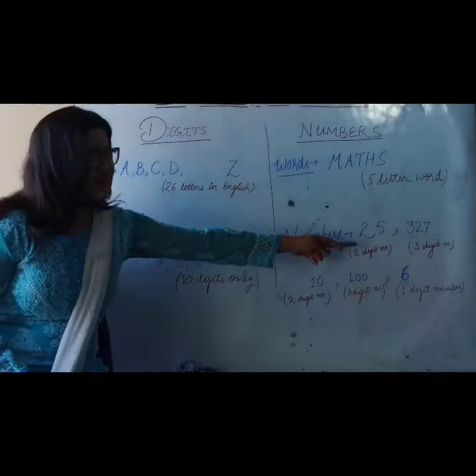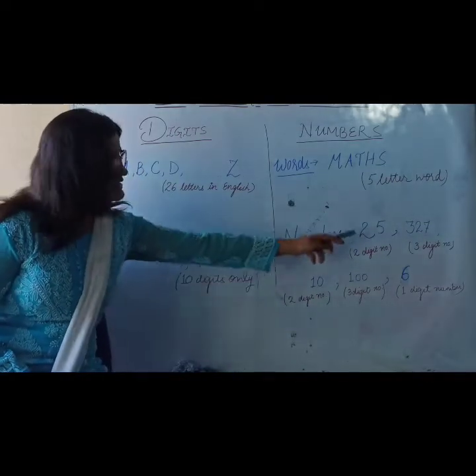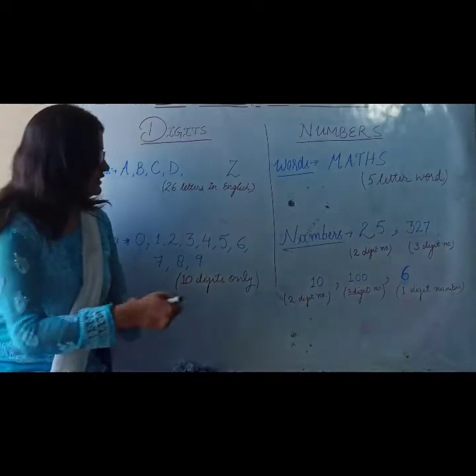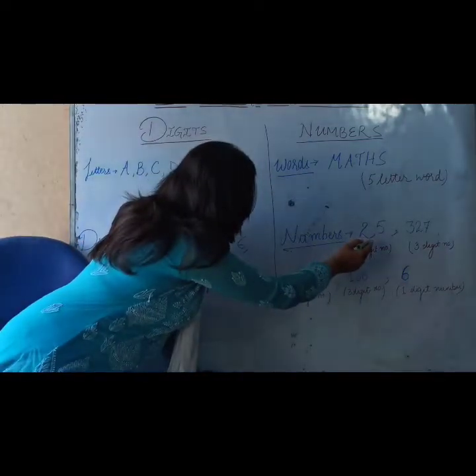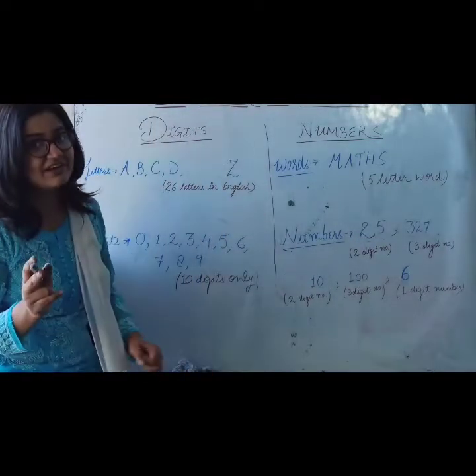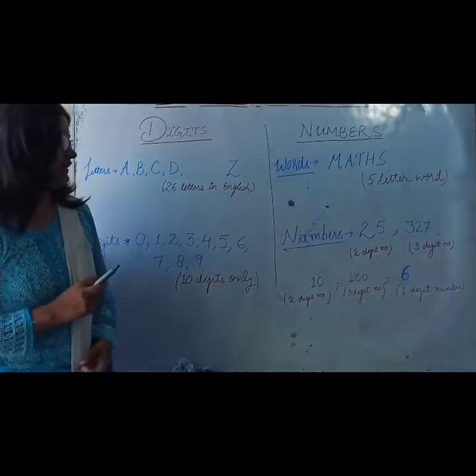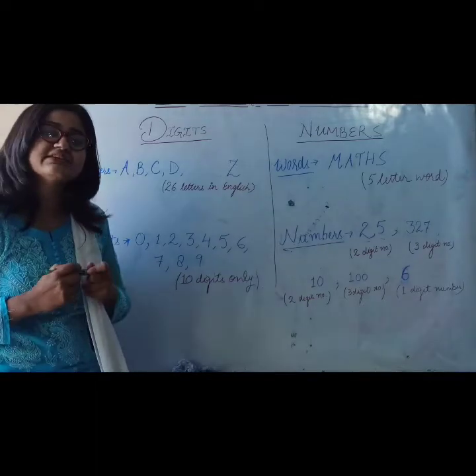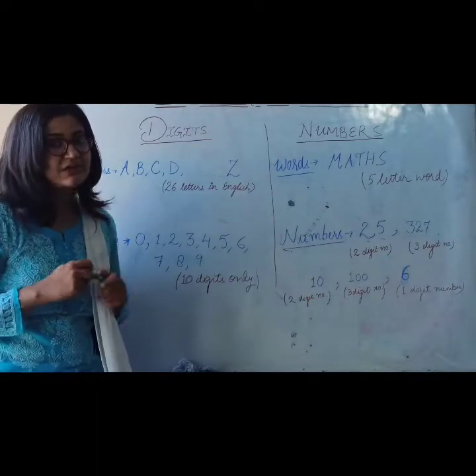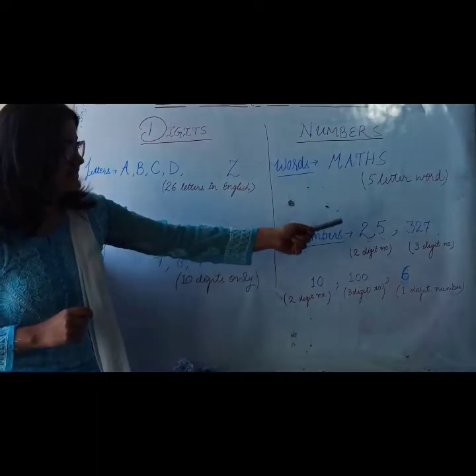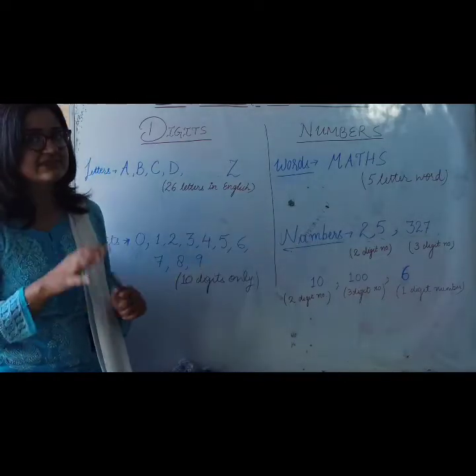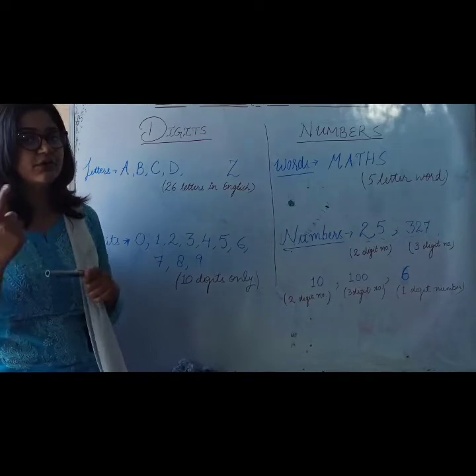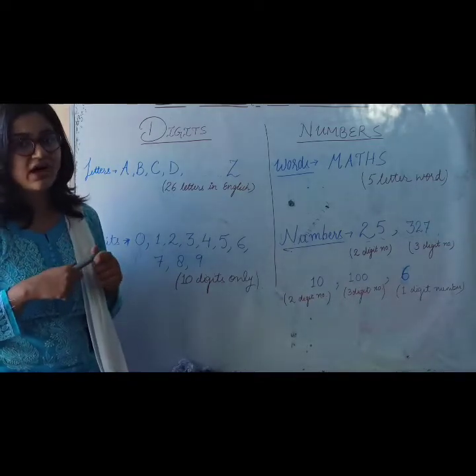Let us take one example, 25. 25 is a number. Why is it a number? Because it consists of 2 digits. How many digits are there in 25? 2 and 5. There are 2 digits in 25. Similarly, 327 is a number because it consists of 3 digits, that is 3, 2 and 7. Similarly, there are 2 digits in 10. What are they? Yes, 1 and 0.